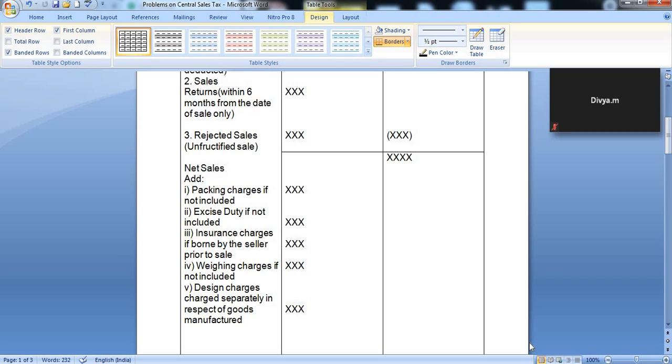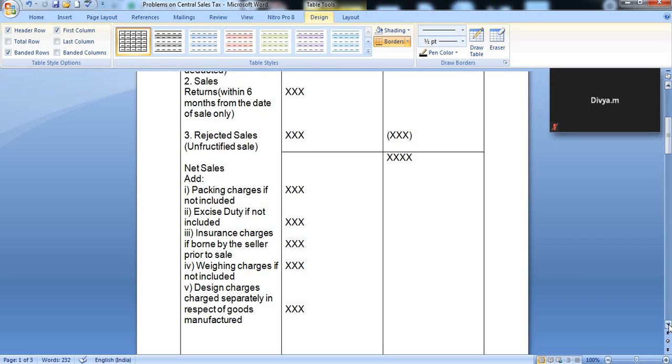Then insurance charges borne by the seller prior to sale. Prior to sale in the sense before selling, if any insurance charges are being borne by the seller of the goods, it has to be added. Then weighing charges if not included. Weighing charges in the sense before you sell some goods, you have to take the weights of the goods you are selling. For that, if you incur any charges, that has to be added.